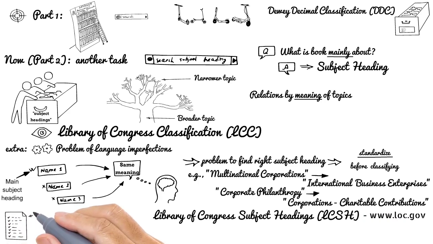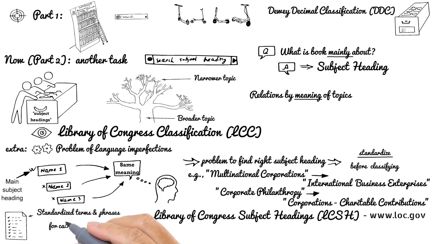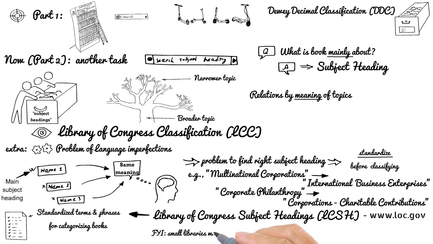This is a standardized list of terms and phrases used by libraries throughout the English-speaking world for categorizing the books in their collections. Most colleges, universities, and research libraries use this list. So do a lot of large public libraries. Just FYI, small neighborhood libraries may use a different list of subjects called the Sears List of Subject Headings. This is a much shorter one-volume list that does not make all of the fine distinctions that are needed for categorizing really large collections.